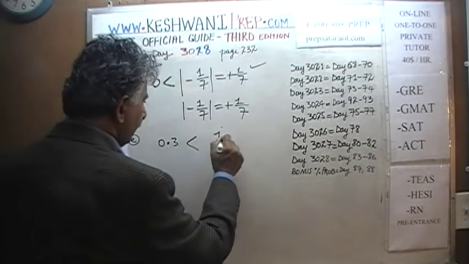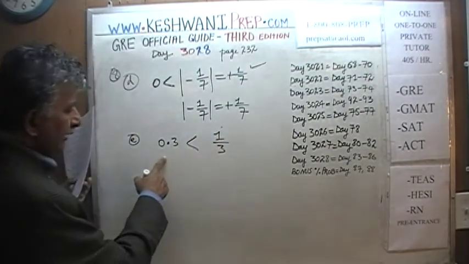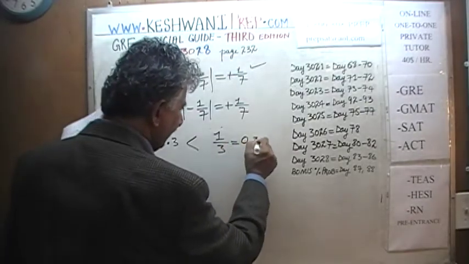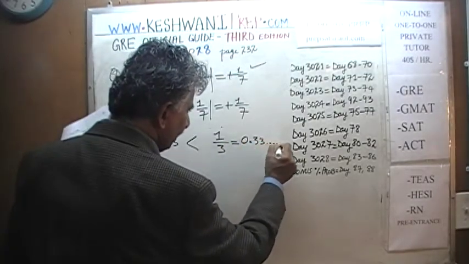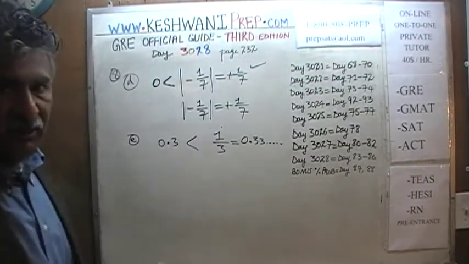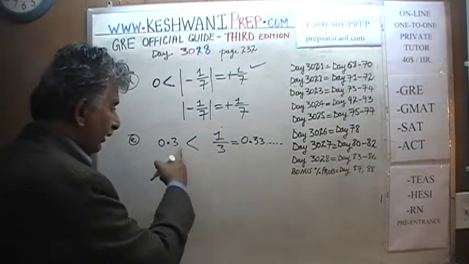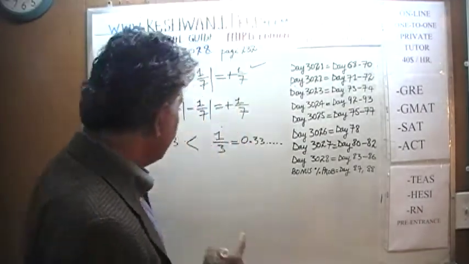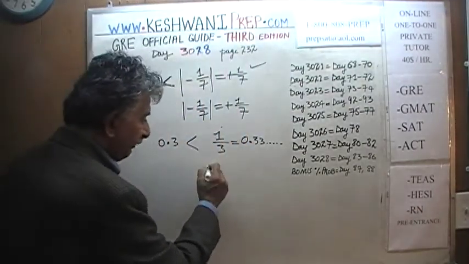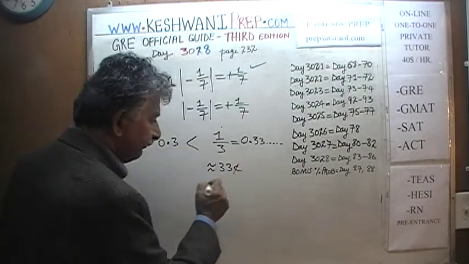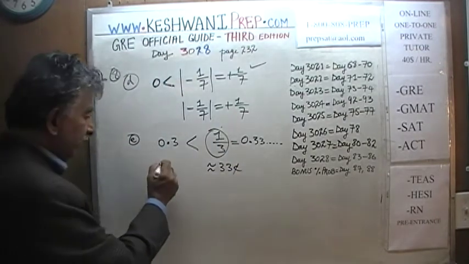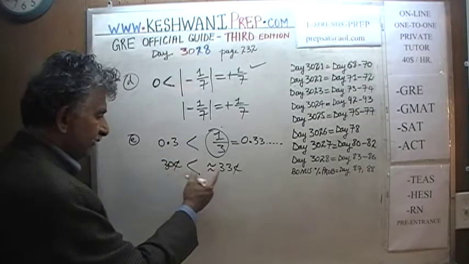E says 0.3 is less than 1/3, which is true because 1/3 is equal to 0.33 repeating. It just goes on and on. 0.3333 repeating, of course, is going to be greater than 0.3. Or if you want to think in terms of money, a third of a dollar is approximately 33 cents, whereas 3/10 of a dollar is 30 cents. And of course, 30 cents is less than 33 cents.